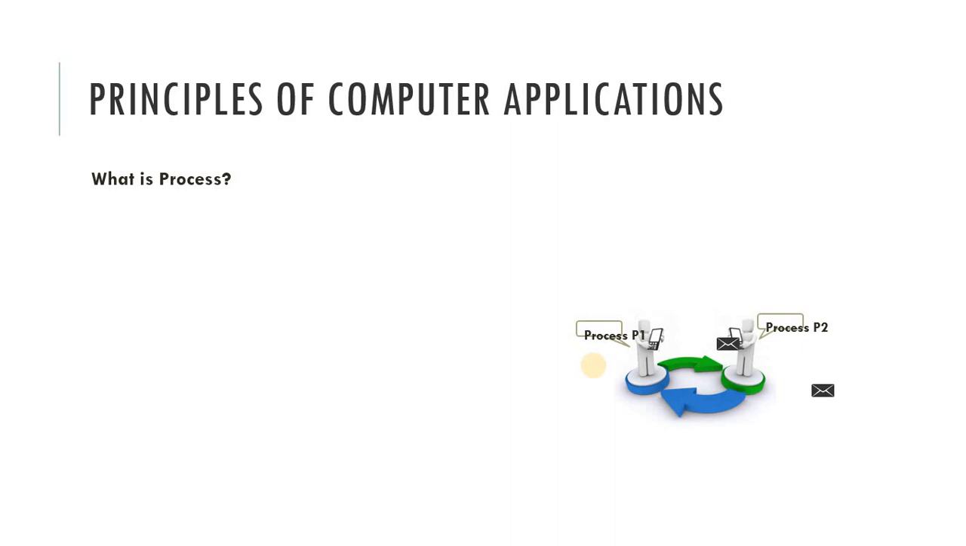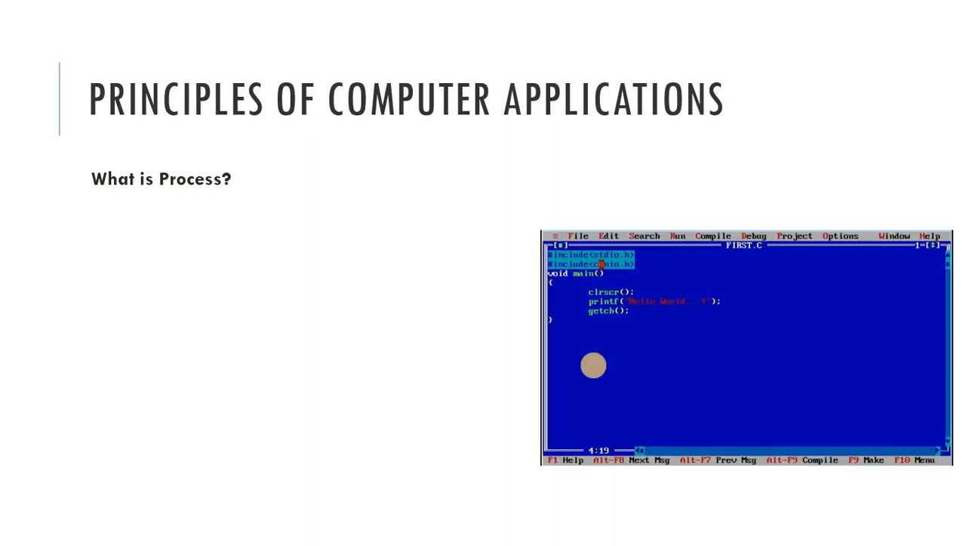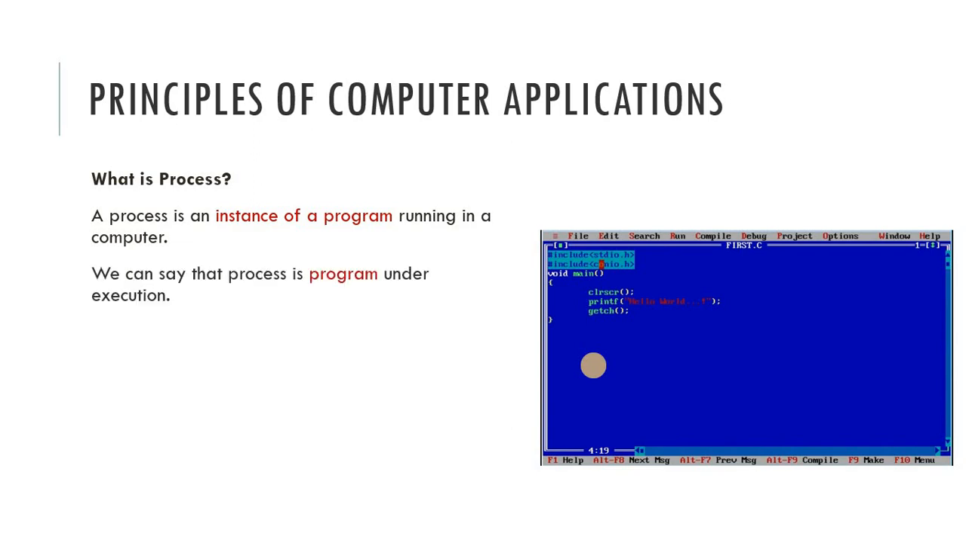The first term is: what is a process? A process is an instance of a program running in a computer. Any program which is in running mode is called a process. Suppose I write a C program and then run it, that is one process. If I write any Python code, that is also a process. So a process is a program under execution. Any executed program is called a process.